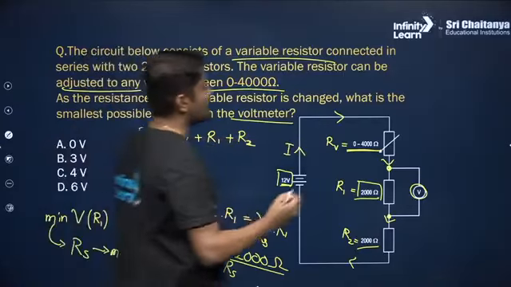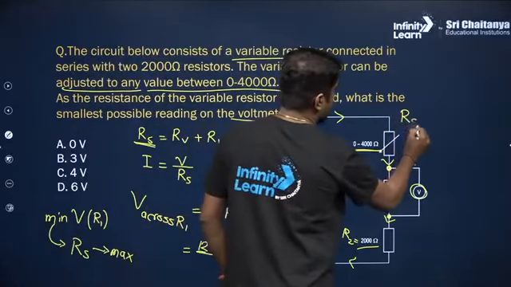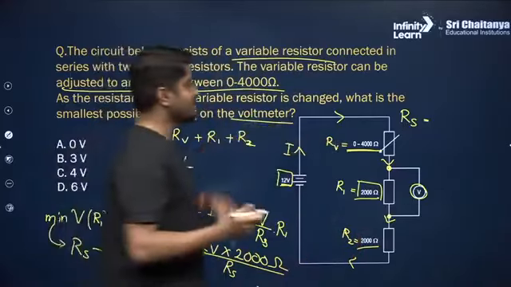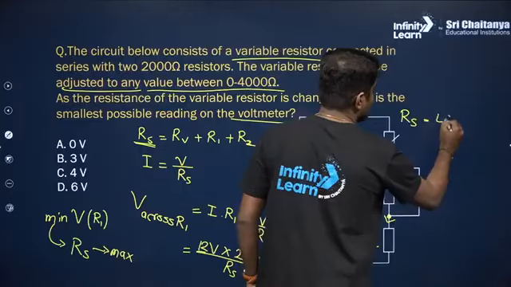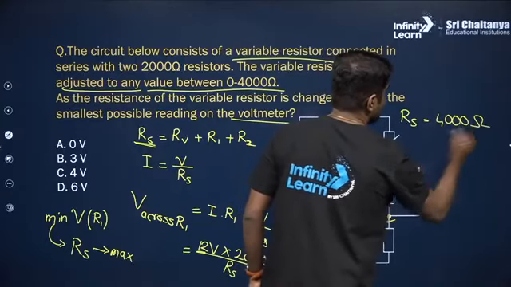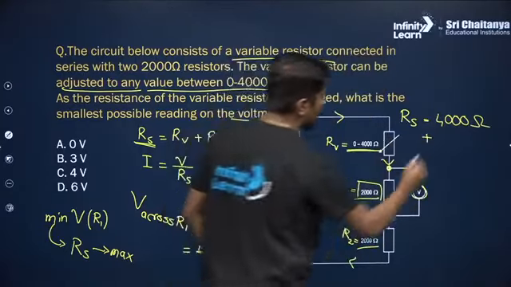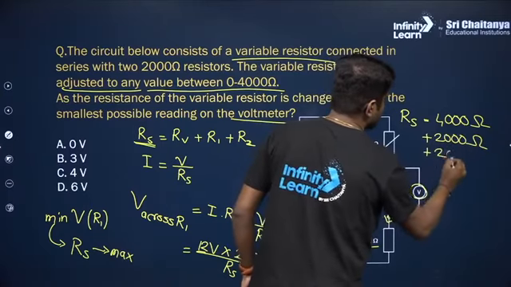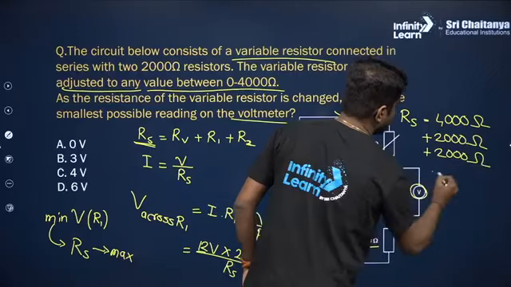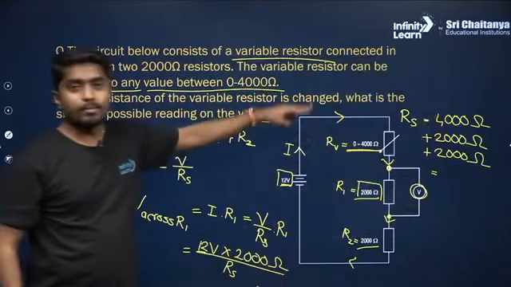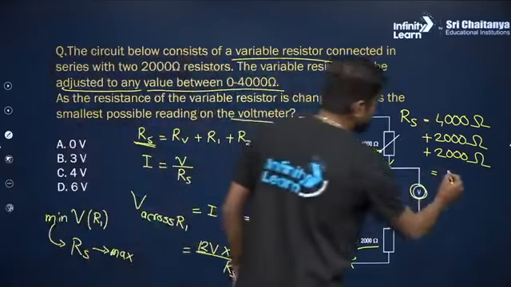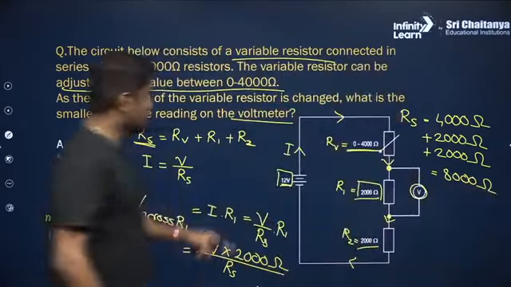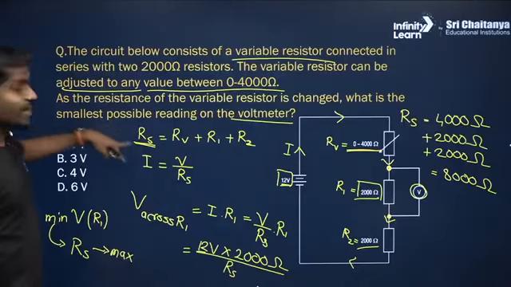So let's calculate the value of Rs. Rs is going to be RV, the maximum value of the variable resistance, which is 4000 ohms, plus R1, which is 2000, plus R2, which is 2000. So this will come out to be 4 plus 4, which is 8000 ohms. Okay. So that is the total value of Rs.